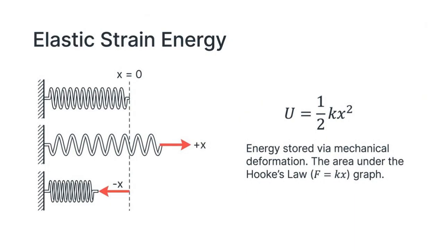When a spring is stretched or compressed from its natural length, it stores energy called elastic strain energy. This energy comes from the mechanical deformation of the spring and is represented by the formula U equals 1/2 k x squared, where k is the spring constant and x is the displacement from the equilibrium position. This stored energy corresponds to the area under the force versus displacement graph described by Hooke's law, which states that force equals k times x. So, the more you stretch or compress the spring, the more energy it stores, and that energy is proportional to the square of the displacement.